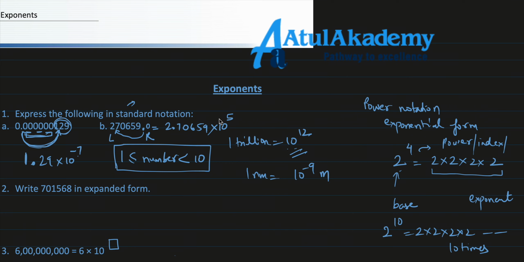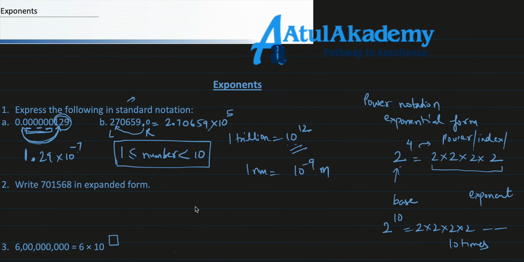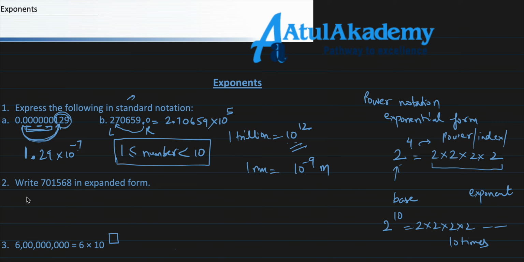Okay, now let's move to the next question. Write this in expanded form. Now what do you mean by expanded form? You have done expansion of numbers in first, second, third, fourth, all these grades. So we can write it as what? 7. How many digits are there? 1 2 3 4 5. So 5 zeros. Okay, then 0, just write like that. 1, how many digits after this? 3. So 1 2 3, 5. How many zeros after that? 2, 60 plus 8. This is the expanded form.